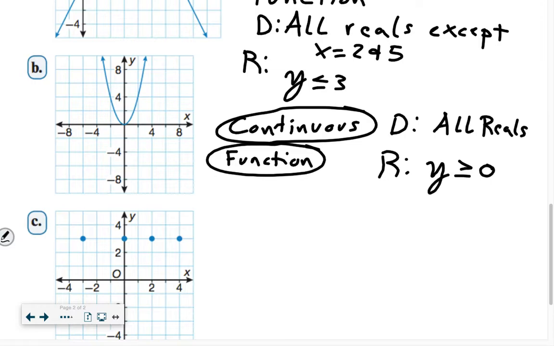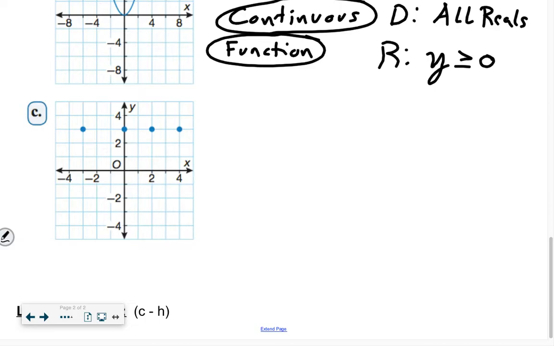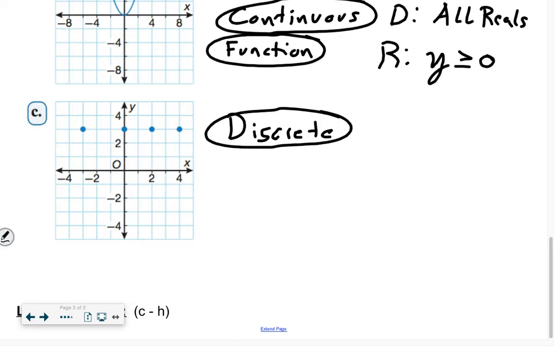Catching on? Let's do one more. The obvious one, what is this one? Discrete. Function or not a function? Function. Yeah, it is a function. We don't typically think it is with points, but the vertical line test tells us at most one place. Even if I draw in a vertical line here, it doesn't intersect anywhere, but again, at most one. So it is a function.